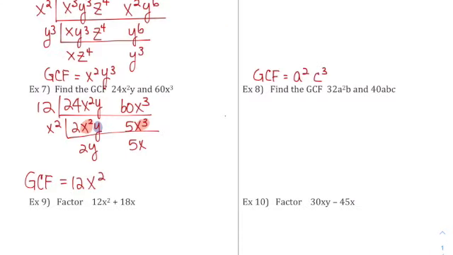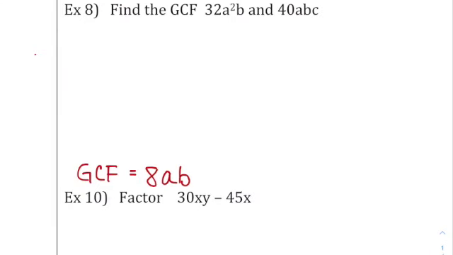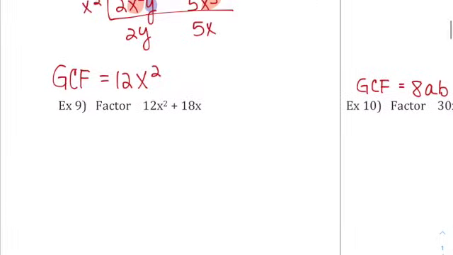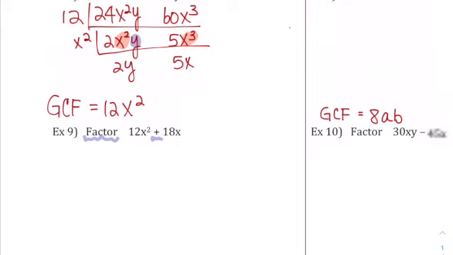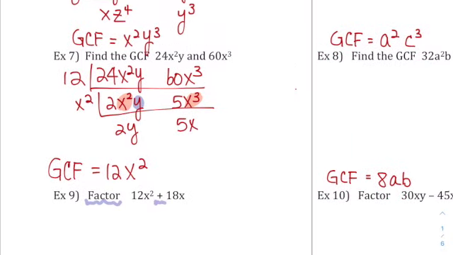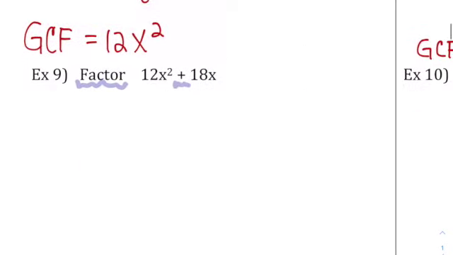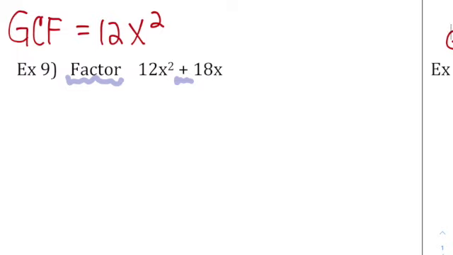Pause the video and try number 8. The answer for number 8, the greatest common factor is 8ab. For number 9, I want you guys to notice the difference. This is a factor, 12x squared plus 18x. We have the word factor. We have the symbol in the middle. Before, we were just finding GCF. When you have GCF, it's just what they have in common. When you have factor, you have to write down everything plus whatever is left over.